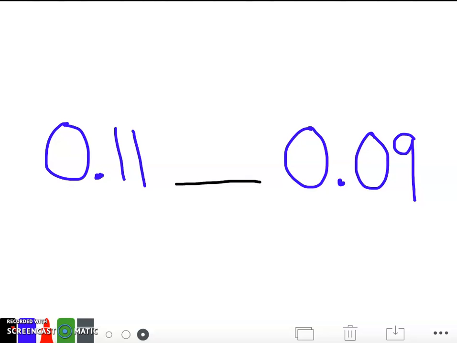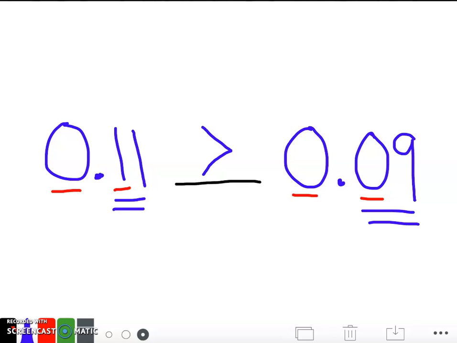Again, if you look at the ones place, 0 in both numbers, then we go to the next place to the right, we're comparing 1 and 0. Well, 1 is definitely greater than 0, so 11 tenths is greater than 9 tenths. Or sorry, excuse me, 11 100ths. This is 11 100ths, and this is 9 100ths. 11 100ths would be more than 9 100ths.